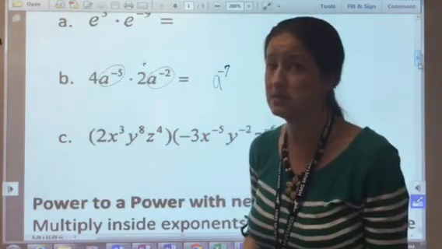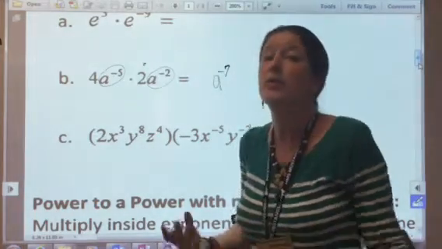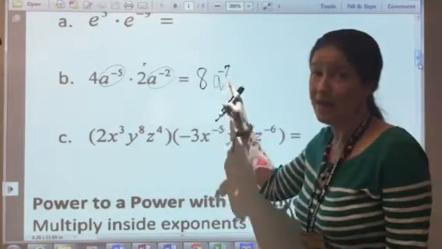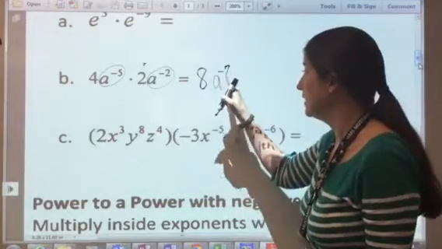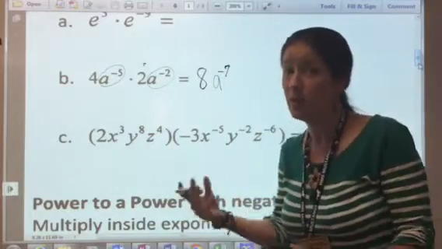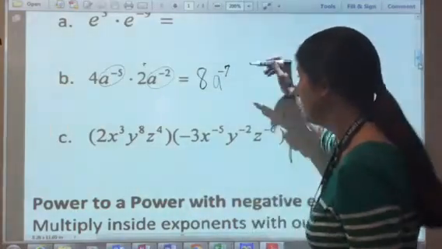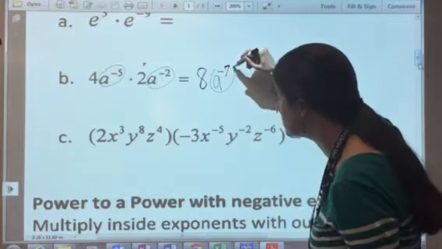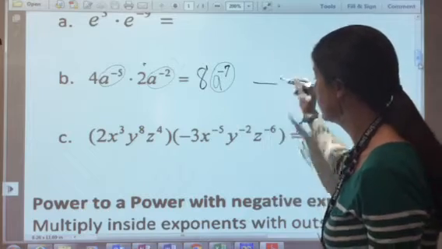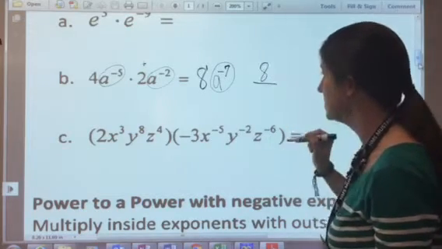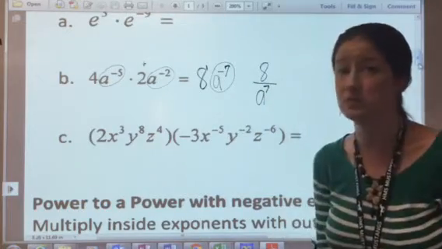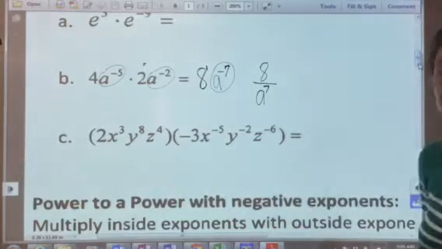They're not the same base, so we can't keep the base, add the exponents, but we can multiply 4 times 2. 4 times 2 is 8. We cannot leave an answer with a negative exponent. Therefore, we have to simplify this. Negative exponents turn positive when moved to the other side of the fraction bar. But the only thing with a negative exponent is the a, because the 8 has an exponent of positive 1. So we'll draw our fraction bar. 8 stays on top, and a to the 7th, it turned positive because we moved it to the other side of the fraction bar. Now we're in simplest form.